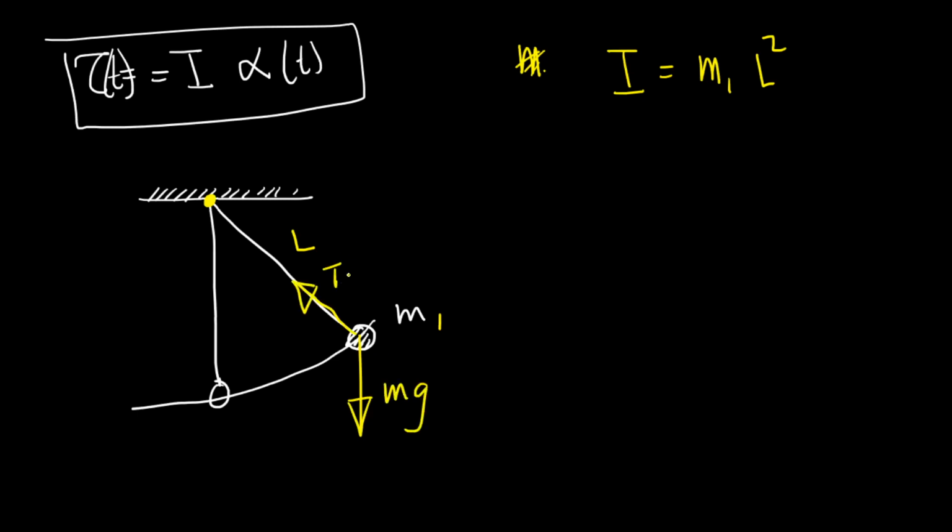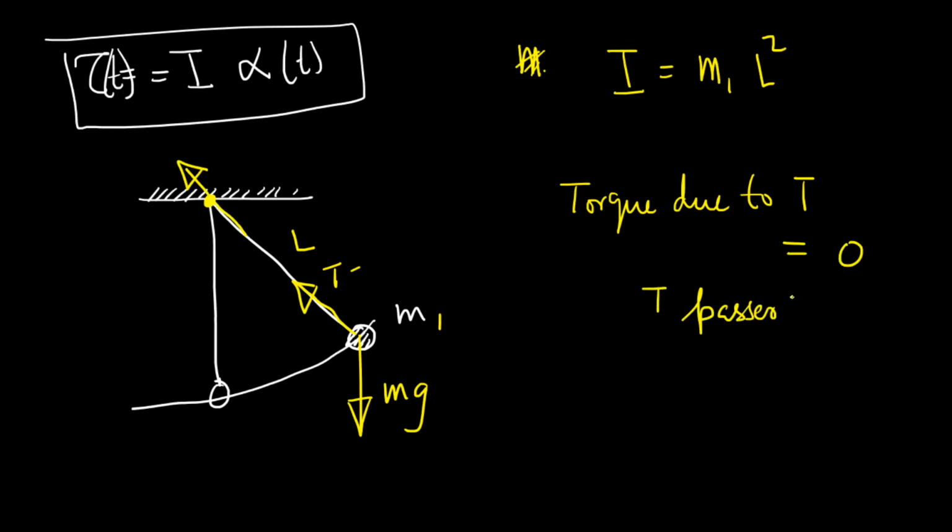And one quickly realizes that the torque due to tension is equal to 0, and the reason is that the tensile force passes through the origin. We have figured out how to find the torque, and T does not contribute.